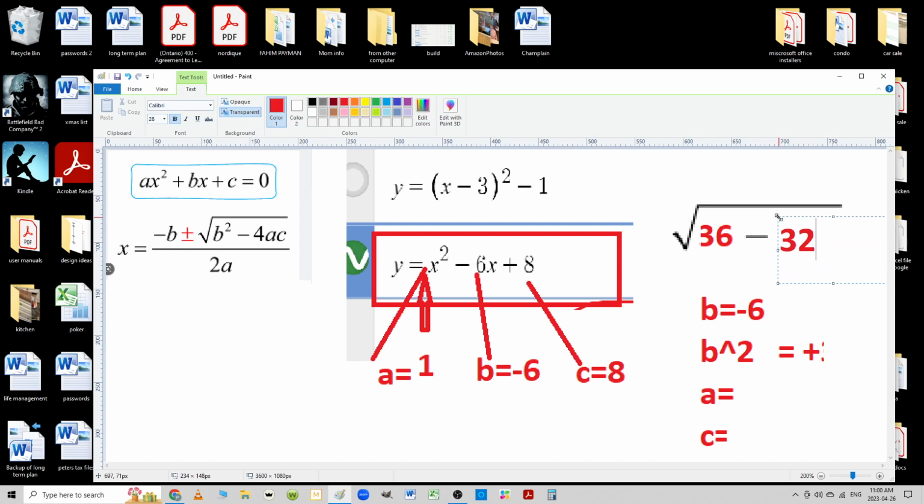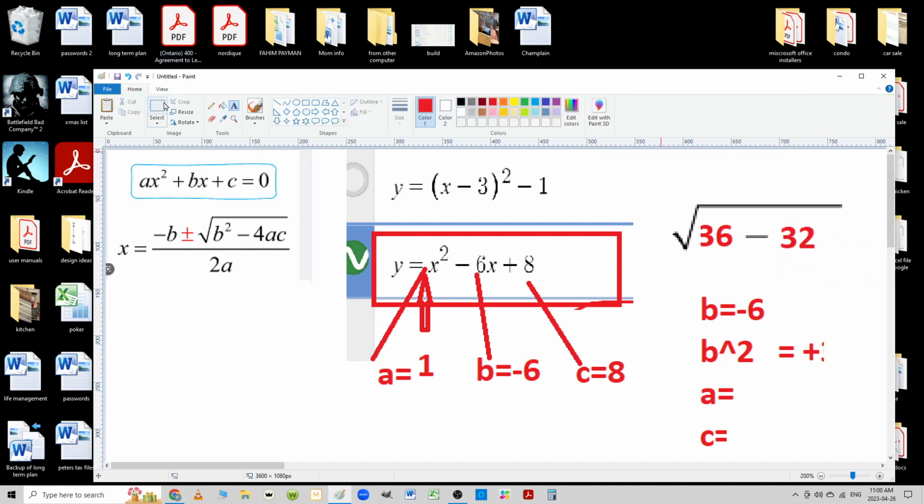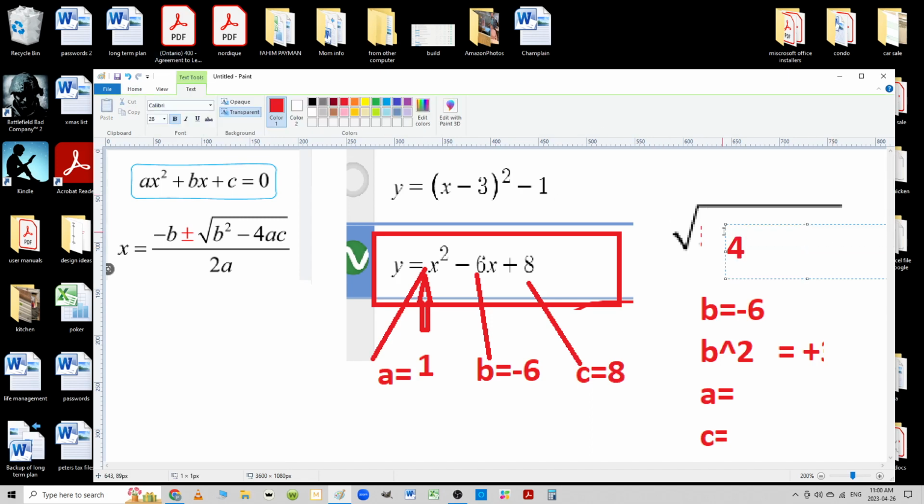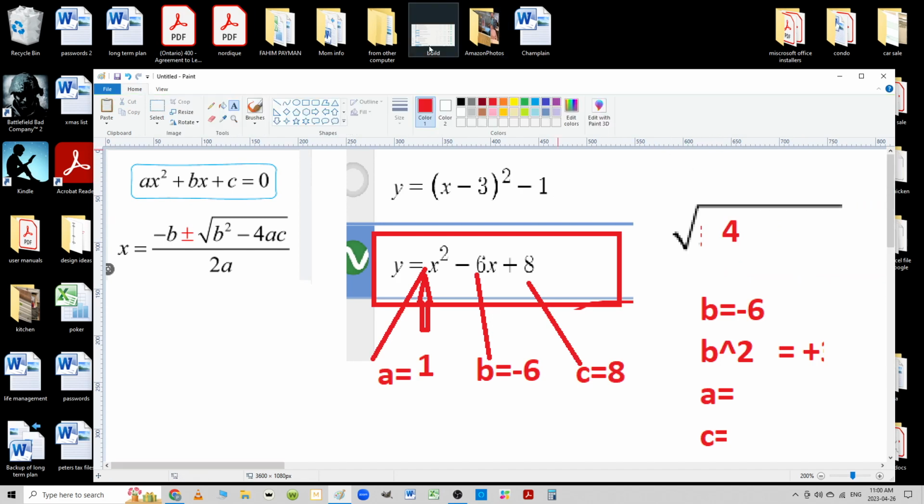What's 36 minus 32? It's 4. Notice that this square root is a perfect square root. That's why it's not practical for this solution, because it has the exact values. But notice that this is a positive number, isn't it? It's a positive number, plus 4. When you come up with a positive number that isn't 0, that means there's 2 roots.